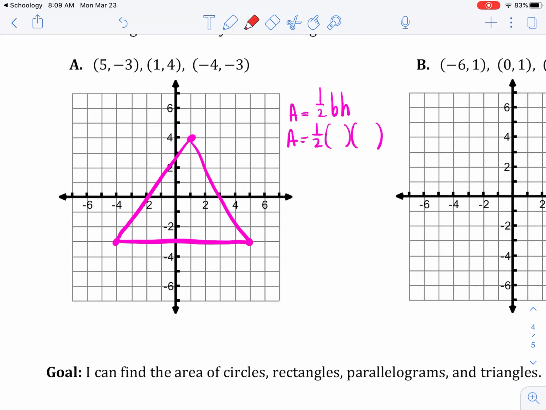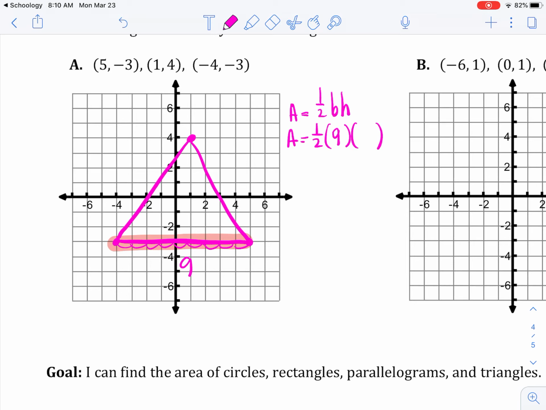All right, remember for base, I'm looking for either a vertical piece or a horizontal piece. I see that I have a horizontal piece. So that's going to be my base. I can count it right now. 1, 2, 3, 4, 5, 6, 7, 8, 9. Looks like we really like using 9 apparently.